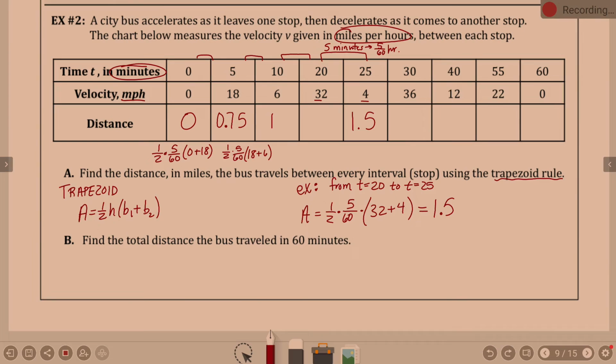So now I've got 1/2, 10/60, and 6 and 32, in parentheses. What do we get here? 3.167. I have it written down as 3.1667. So it jumped all the way up to 3. We also doubled the length of the interval too.